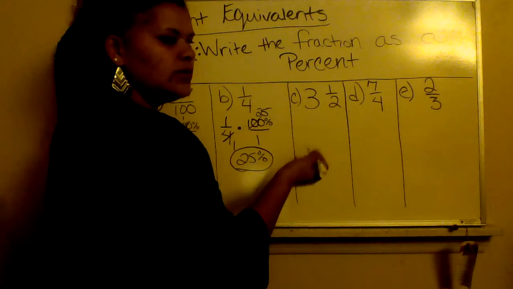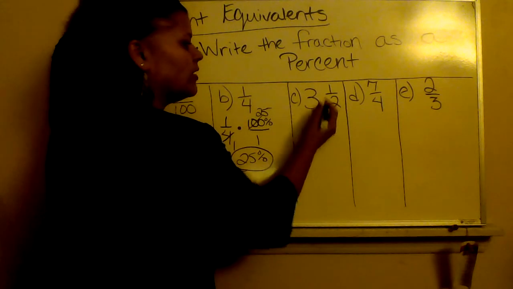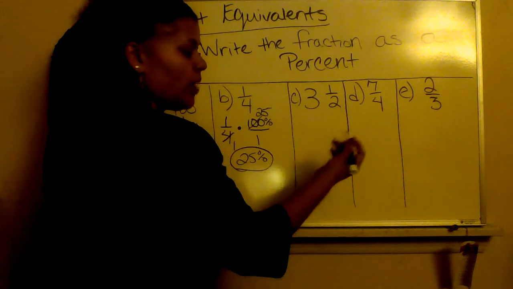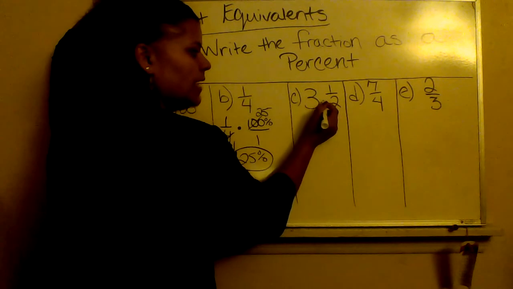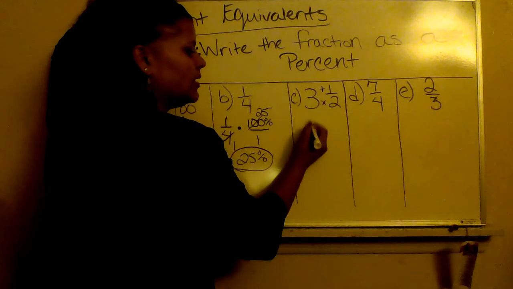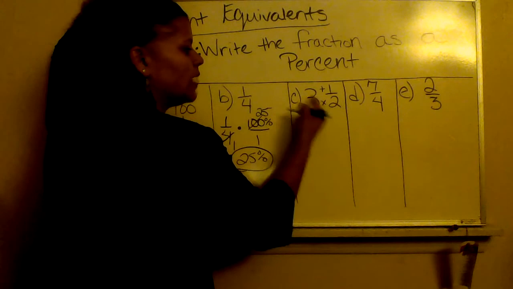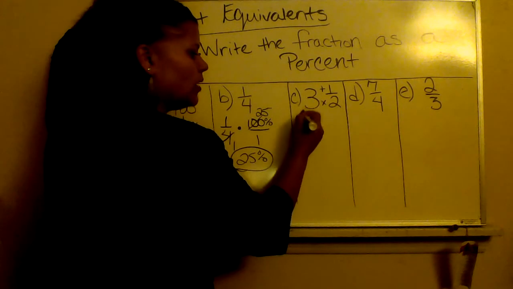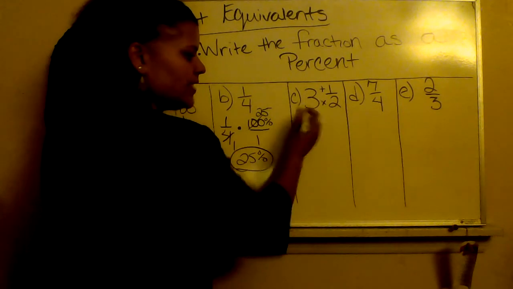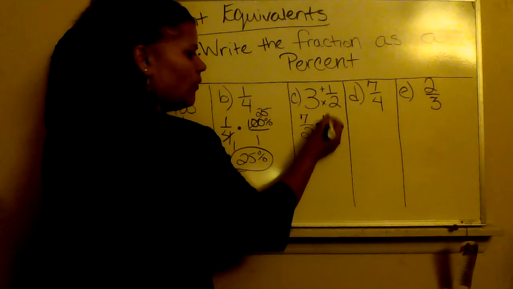The easiest way to do this one, of course, is we have to convert it to an improper fraction. So when you do that, you're multiplying the denominator times the whole number, and then you're adding the top, but you keep the denominator. So keeping the denominator, I do 2 times 3 is 6, plus 1 is 7. So I have 7 over 2, and then I'm multiplying that by 100% over 1.